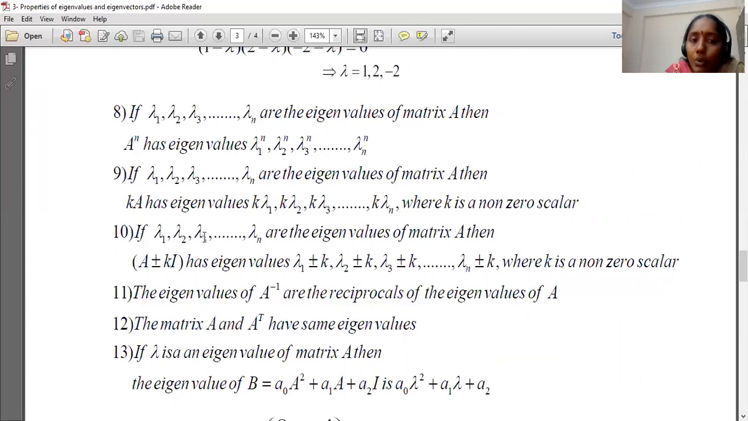If lambda 1, lambda 2, and so on, lambda n are eigenvalues of a matrix A, then A plus or minus kI has eigenvalues lambda 1 plus or minus k, lambda 2 plus or minus k, and so on, lambda n plus or minus k, where k is a non-zero scalar. The eigenvalues of A inverse are reciprocals of eigenvalues of A. Suppose 2, 3 are eigenvalues of a matrix A of order 2. Then A inverse eigenvalues are 1 by 2, 1 by 3. The matrices A and A transpose have the same eigenvalues.